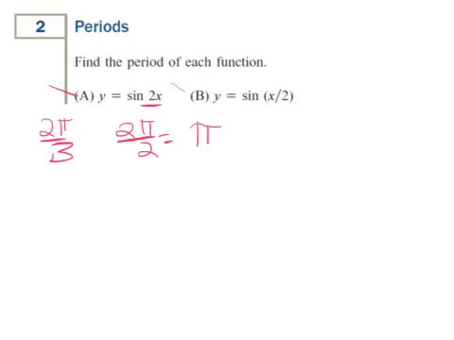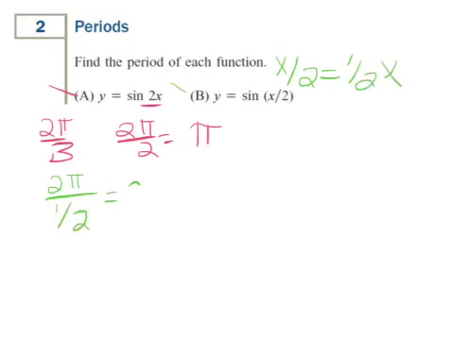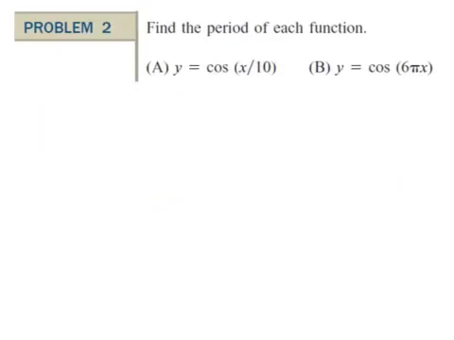Alright, let's do B. 2 pi over what our B is. Now think about this: x over 2 is the same as 1/2 times x. So our B is 1/2. If we go 2 pi divided by 1/2, which is 2 pi times 2 over 1, therefore your period is 4 pi. Alright, again, here are some problems for you to do. Go ahead and pause and I'll put the answers on there for you.